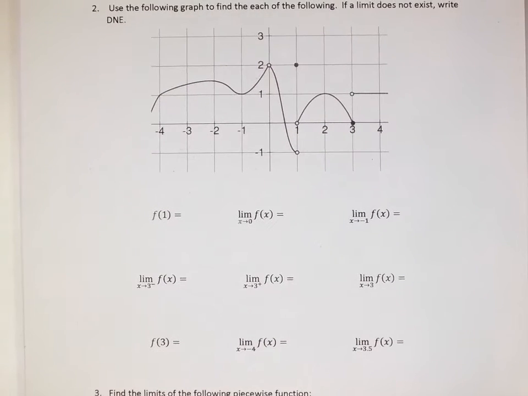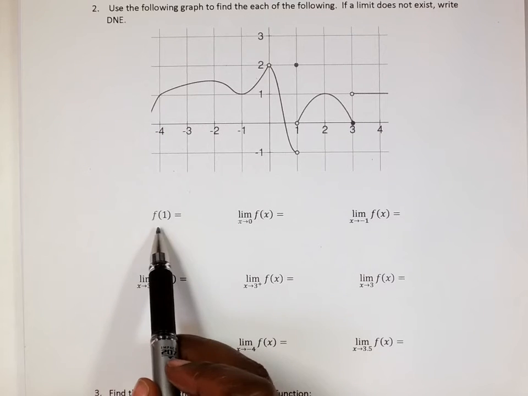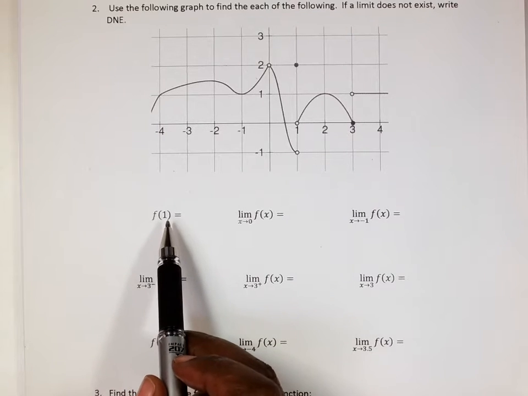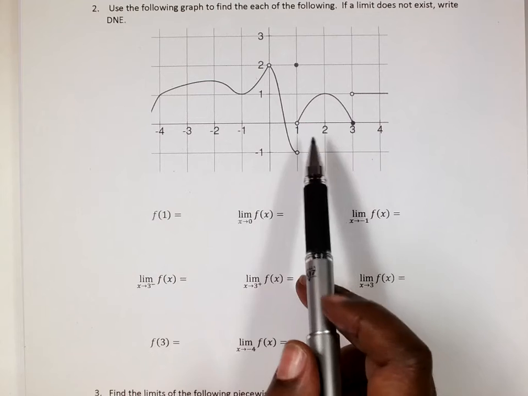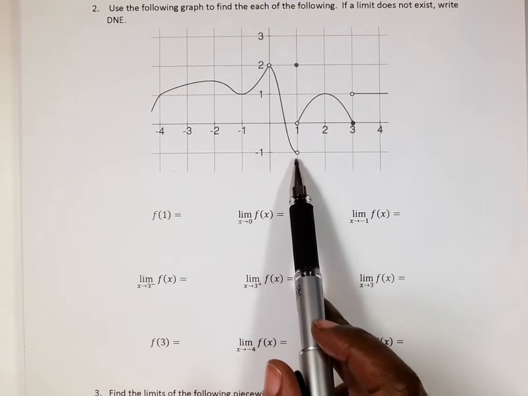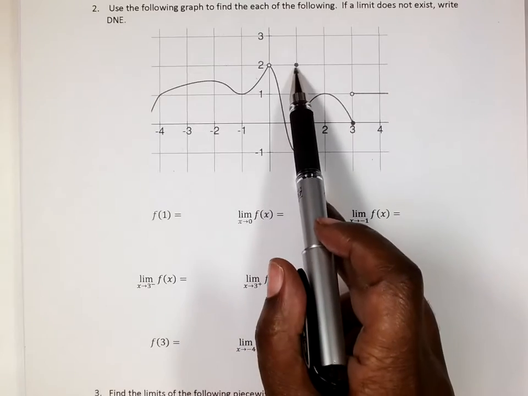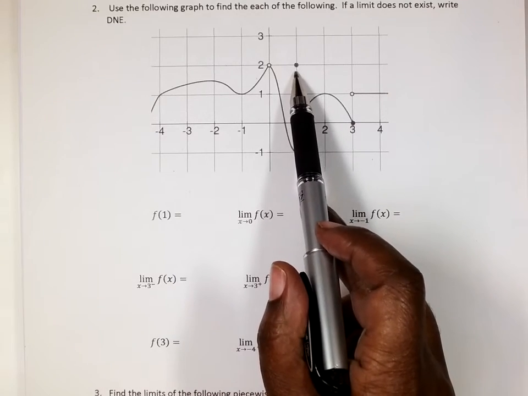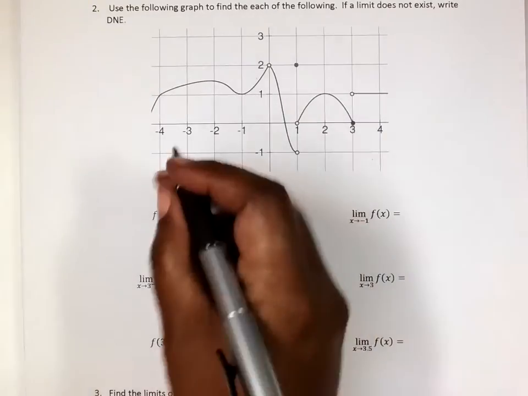The first question is find f of 1. So I want to know the y value when x is equal to 1. So I come over to the graph. There's an open circle there, so that's not it. There's an open circle here. That's not it. So f of 1 is actually 2. That's where we have the closed-in circle at.